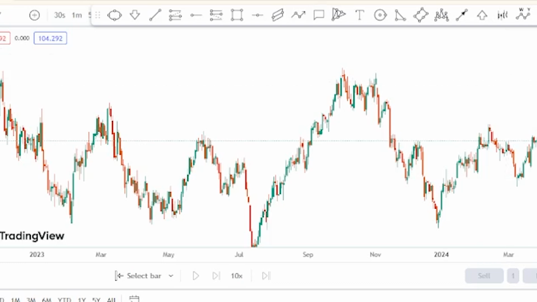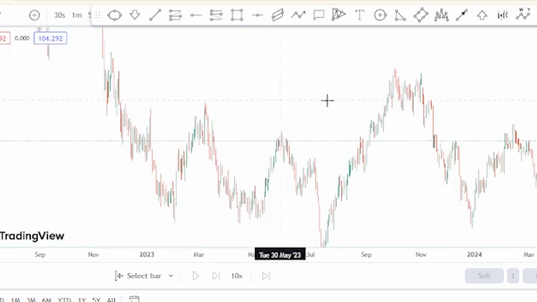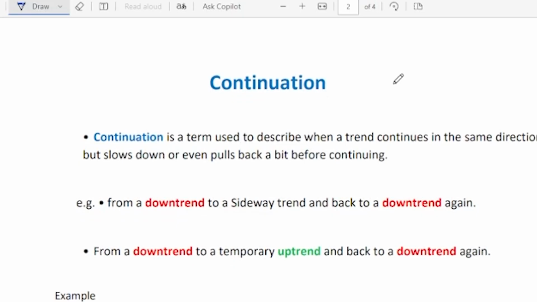Okay, so next let's take a look at continuation. So the continuation, what is continuation in the market? The continuation is the term used to describe when the trend continues in the same direction, okay, but slows down and even pulls back. We talk about the pullback next. Even if we pull back a bit, we continue in the same direction.